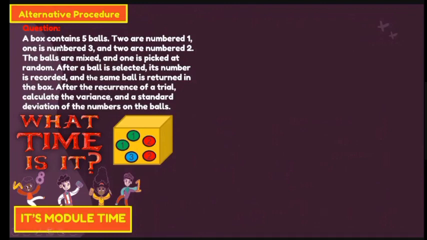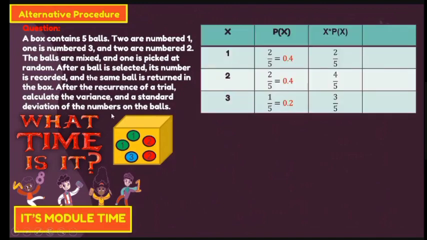So, a box contains 5 balls. 2 are numbered 1, 1 is numbered 3, and 2 are numbered 2. The balls are mixed and one is picked at random. After a ball is selected, its number is recorded and the same ball is returned to the box. After the repetition of the trial, calculate the variance and standard deviation of the numbers on the ball. So ito yung representation natin on that given problem. So ito, skip ko na muna yung ibang steps kasi napakita ko naman na ito with my first video. So these are the values of x, yung 1, 2, and then 3.